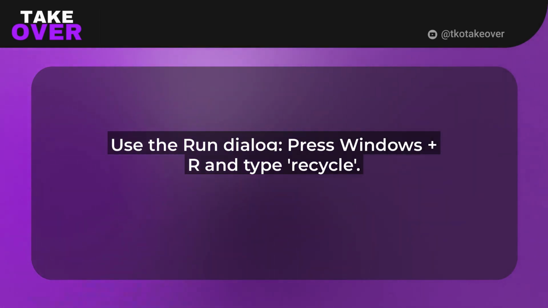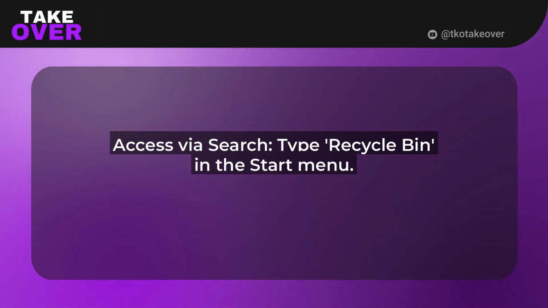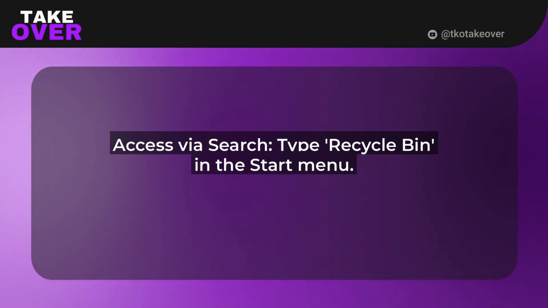Let's jump right in. First, the simplest method is using the Run dialog box. Just press the Windows key plus R on your keyboard to open the Run window. Type in Recycle and hit Enter. Boom! The Recycle Bin folder will pop up instantly. This works great if you're keyboard savvy and want to skip mouse clicks.